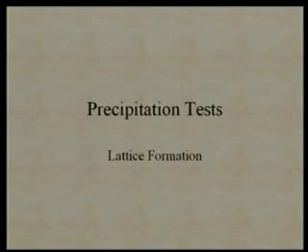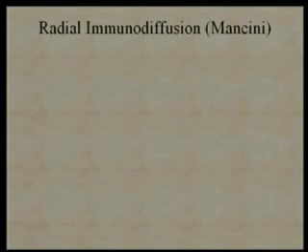All right, the next group of tests are the precipitation tests. These also rely on lattice formation. The first one is called a radial immunodiffusion. Now, these precipitation tests, while they can be done in solution, are typically done in gels, all right? And you look for the precipitation right in the gel. It's just more convenient to do that. So the tests I'm going to describe are gel-based tests. This is the radial immunodiffusion or Mancini test.